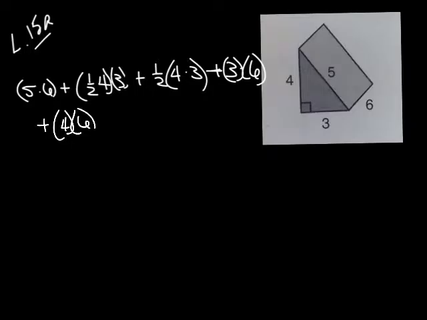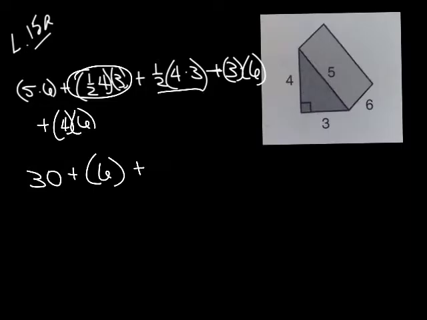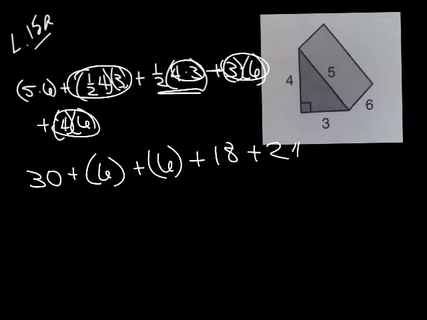5 times 6 is 30. It's pretty cool though. 30. 1/2 times 4 times 3. So half of 4 is 2 times 3 is 6. This is the exact same thing. 4 times 3 is 12. Take half of that. 6. 3 times 6 is 18. 4 times 6 is 24.